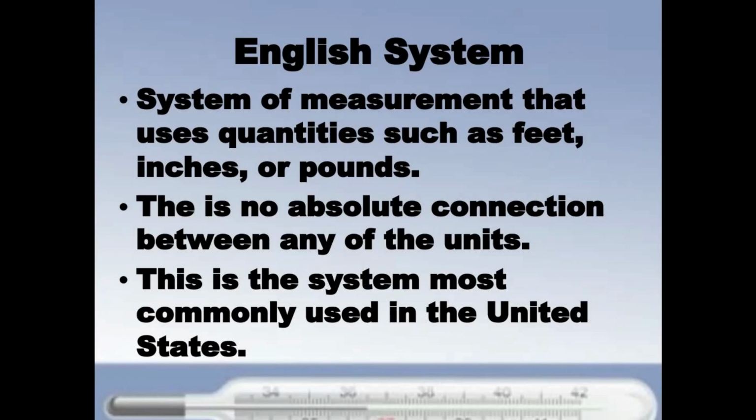There are a couple different systems of measurements. The first system we're going to look at is the English system, and this is actually what we use here in America. So feet, inches, pounds. But there's not really any nice connection with these different units. So 1 foot is 12 inches. If we were comparing that to meters or miles, there's all different numbers that are making those connections.